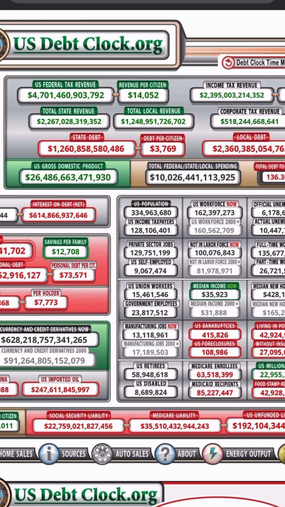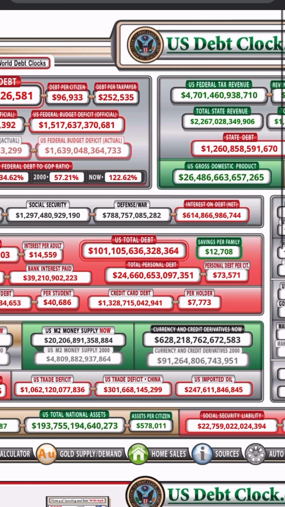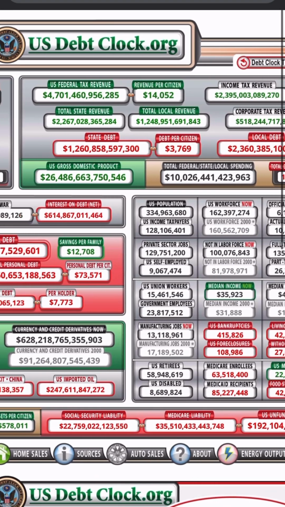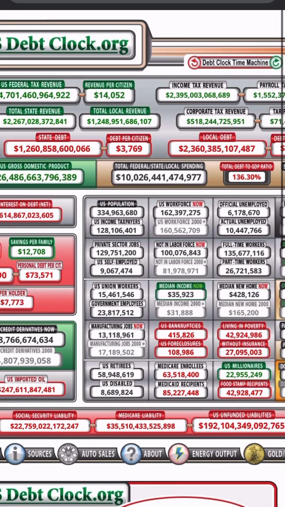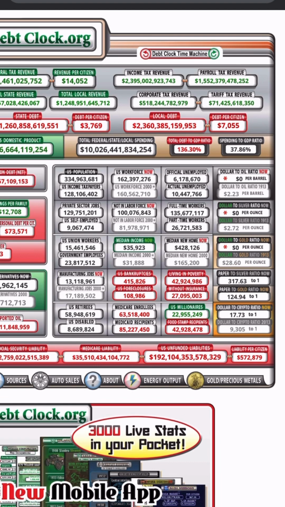GDP, everybody knows this. It's gross domestic product, 26.4 trillion. The GDP is where we get our debt to GDP ratio, by taking our national debt and dividing it by the 26 trillion, which gives you the percentage. Income tax, again, payroll tax revenue, corporate revenue, tariff revenue, all these different numbers. Total debt to GDP ratio, again, we look at this one. And then spending to GDP ratio, 37%. So we look at all these numbers.